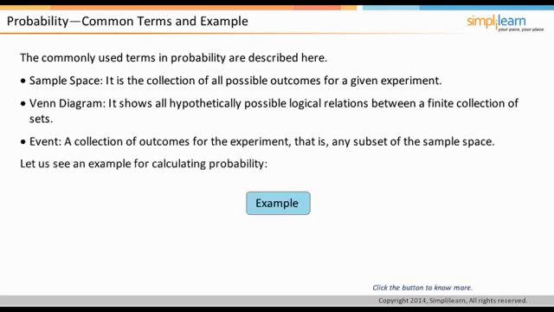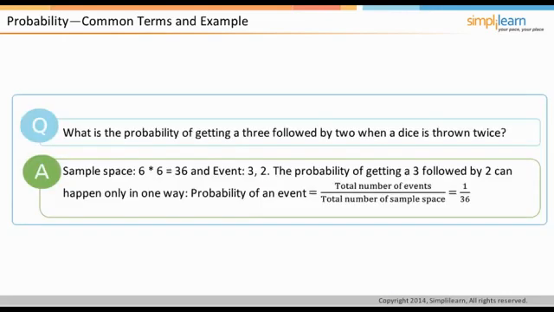Click the button to view an example of probability. What is the probability of getting a 3 followed by 2 when a dice is thrown twice? When the dice is thrown twice, the first throw can have any number from 1 to 6. Similarly, the second throw can also have any number from 1 to 6. So the total sample space is 6 times 6. That is 36. The event in this case is 3 followed by 2. This can happen in only one way. So the probability in the question is 1 divided by 36.